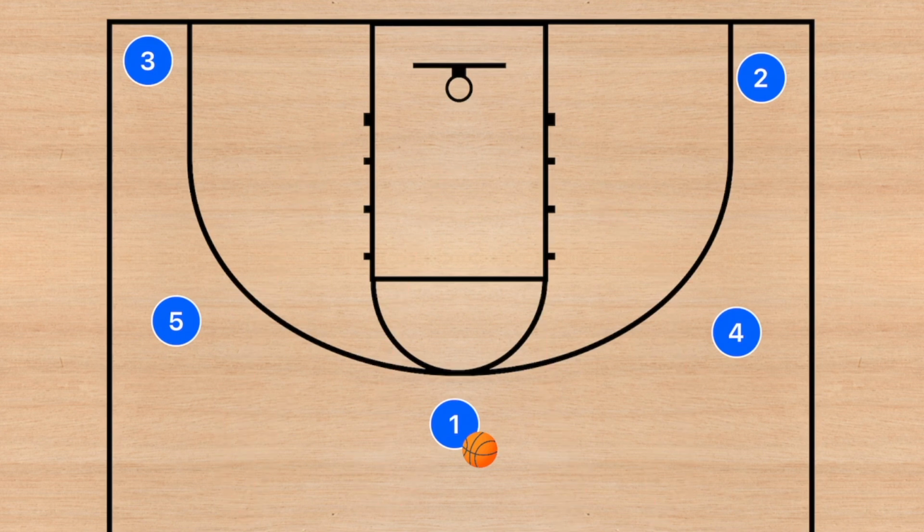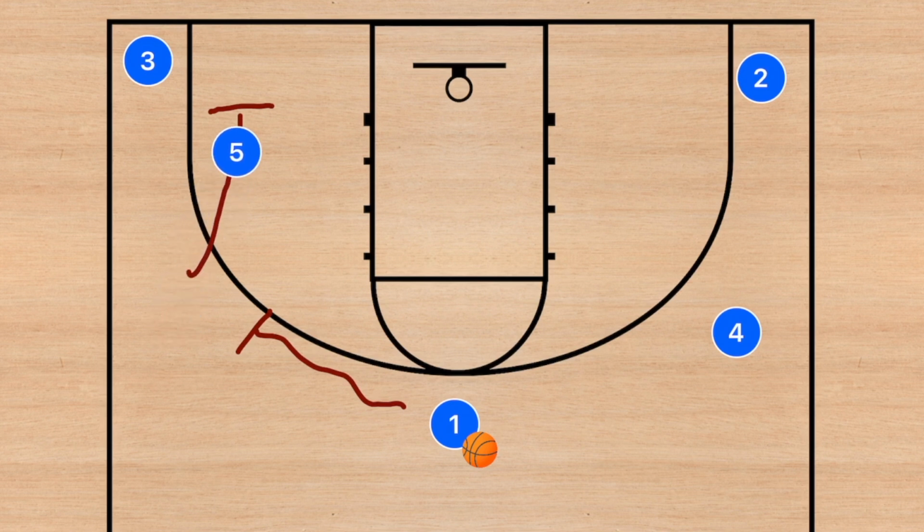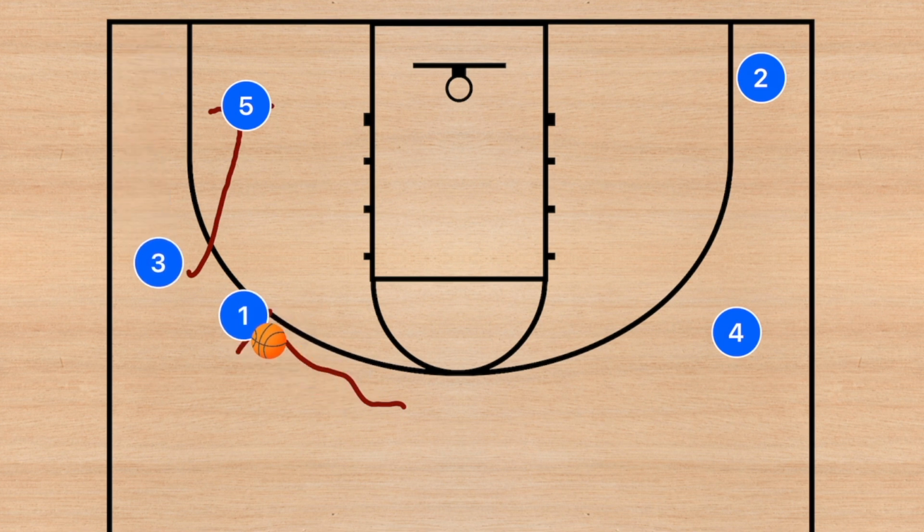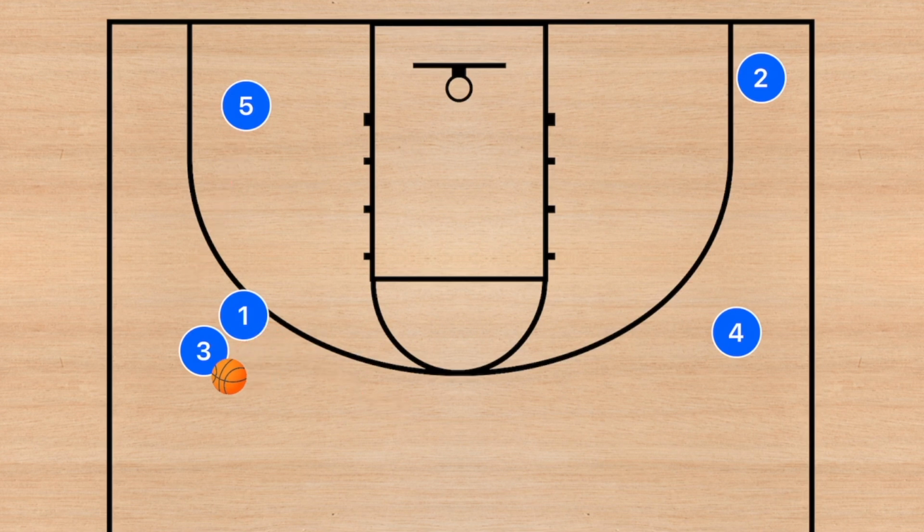However, what zoom action really is, is a pin down screen from the wing and then a dribble handoff on that same side. So player 5 is going to be setting a screen on player 3's man, and then player 1 is going to be dribbling over so that he's essentially got a double screen or a staggered screen. Player 3 is then going to be getting that ball from player 1.